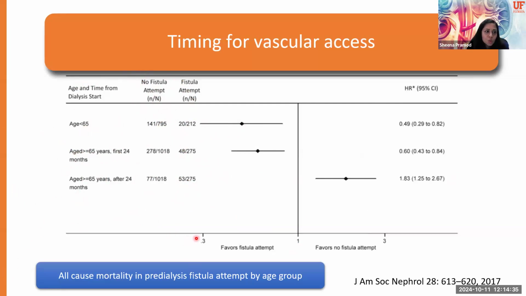And they found that patients who were younger than 65 had a much more favorable mortality outcome having a fistula, along with patients who were older than 65 within that first 24 months of being on dialysis. After 24 months of being on dialysis, the placement of a fistula really did not affect their mortality. And this data was adjusted for BMI, sex, cerebrovascular accidents, CV, heart failure, coronary artery disease, peripheral vascular disease, and all the other comorbid conditions.